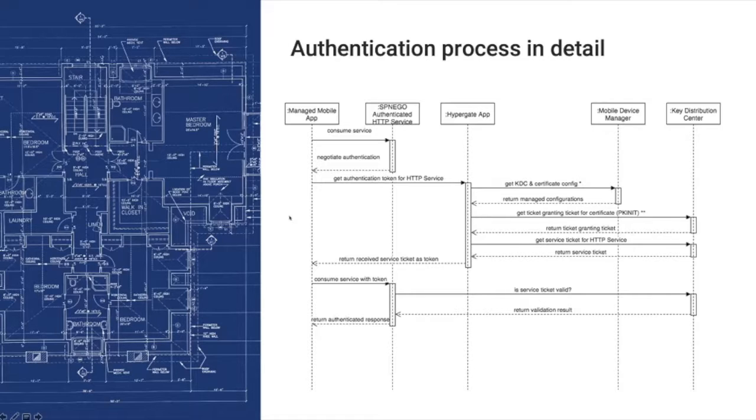Now, Hypergate is also there because the managed mobile application will immediately hand over the challenge it receives from the SPNEGO service, from the service that is using SPNEGO to authenticate. And then Hypergate will go and fetch the ticket granting ticket based on the mobile device manager configuration, pushed there. In our case, this is MobileIron Core.